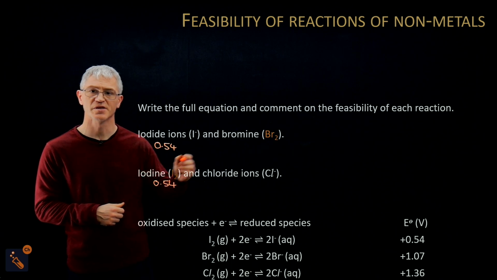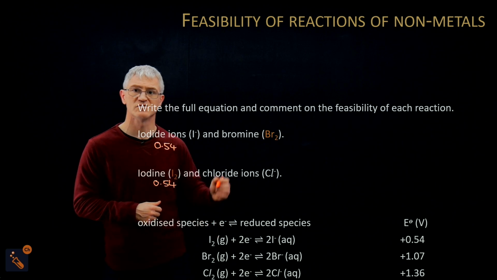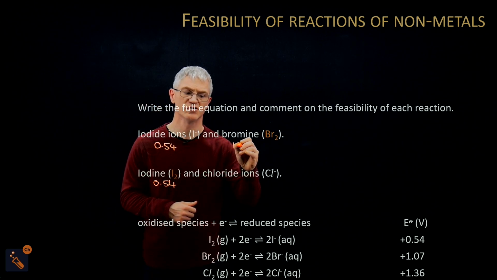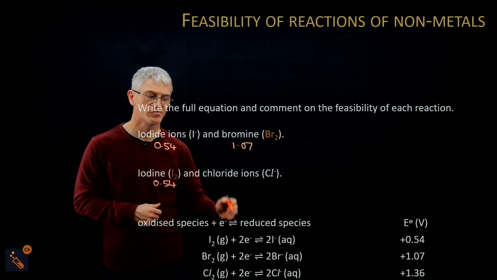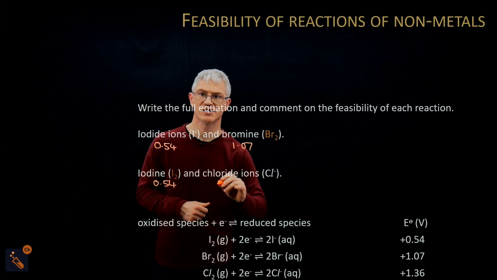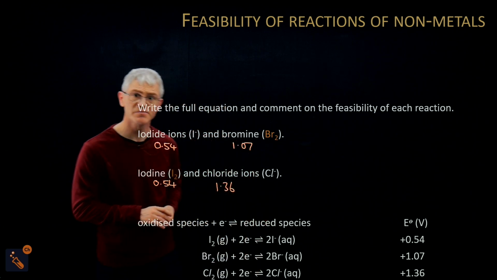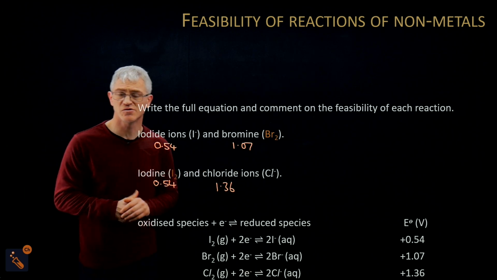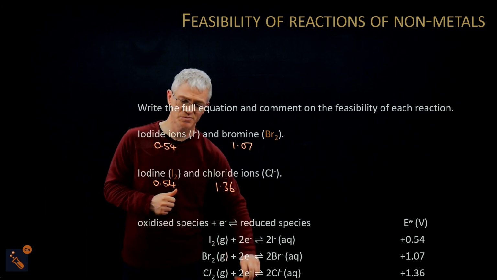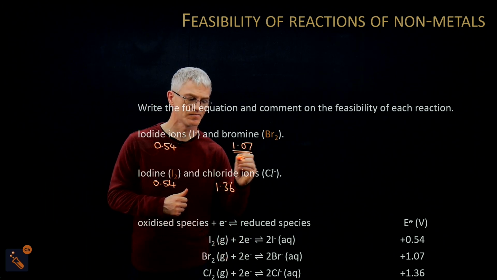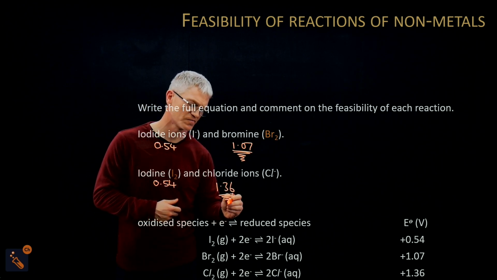Okay, so it's 0.54. The bromine is underneath, okay, which is 1.07. Okay, so let's write 1.07. And then the chloride is underneath, 1.36. Okay, so that is 1.36. Okay, so we've got our numbers. Now, all we have to do now is just decide which one is the most positive, right? So the most positive one on this side is this. That's the most positive. And then the most positive side on this side is this.